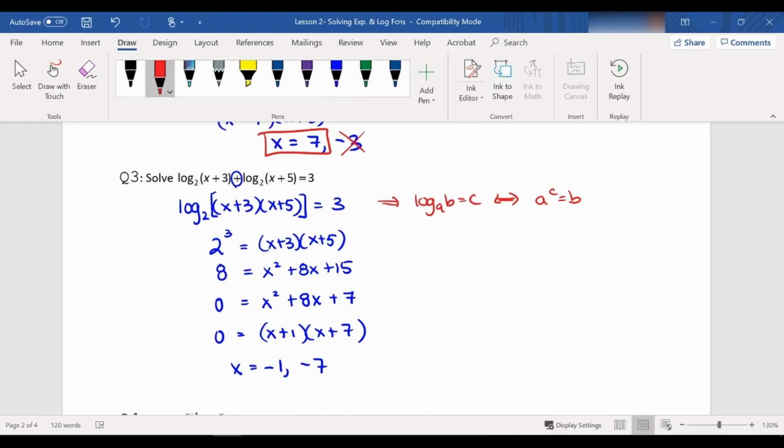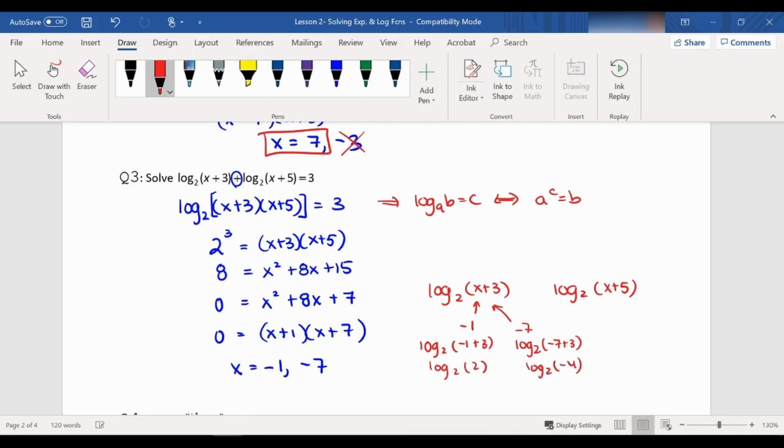We need to take a look at our original question. We had log base 2 of x plus 3, and we had log base 2 of x plus 5. If I plug negative 1 in here, I get log base 2 of negative 1 plus 3. That's okay because that ends up being log base 2 of 2. If I plug negative 7 in here, I get log base 2 of negative 7 plus 3. And this does not work because I end up with log base 2 of negative 4, which is not okay. So I have to reject the negative 7.